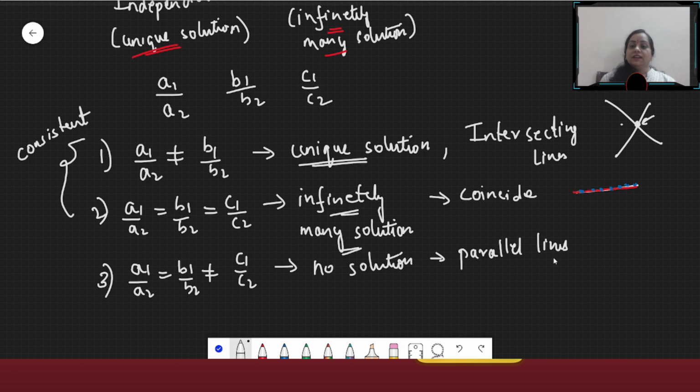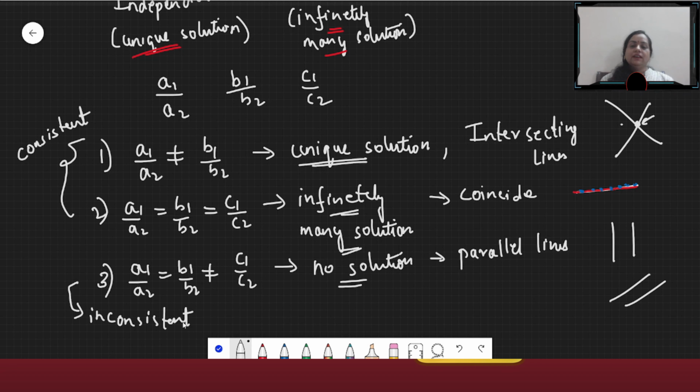You will have the graphs as parallel lines, something like this or this. That means they are not intersecting at any point, they are not meeting at any point. That means there is no solution to the pair of linear equations. And this is called inconsistent. In this case, it is going to be inconsistent.